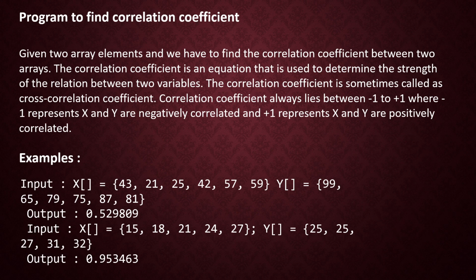Program to find correlation coefficient. Given two array elements, we have to find the correlation coefficient between the two arrays. The correlation coefficient is an equation that is used to determine the strength of the relation between two variables. The correlation coefficient is sometimes called the cross correlation coefficient. The correlation coefficient always lies between -1 and 1, where -1 represents x and y are negatively correlated and +1 represents x and y are positively correlated. In some examples, you can give input x and y values, and you will get the output.